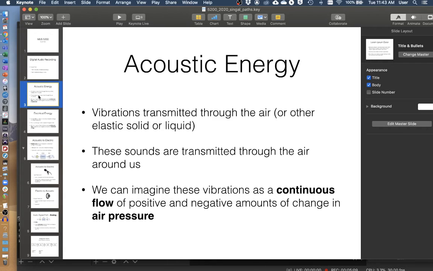And these vibrations are a continuous flow. I mention this because when we go into analog electrical energy, it's also a continuous flow. These air molecules are constantly moving around us in a very natural, flowing way. Positive and negative amounts of change in air pressure are happening all around us.